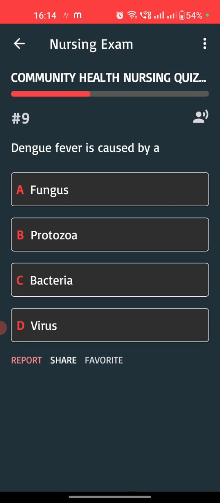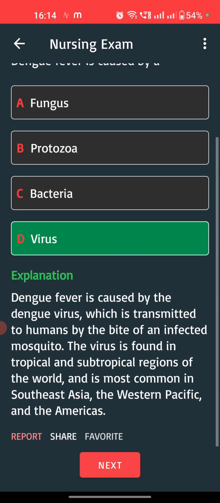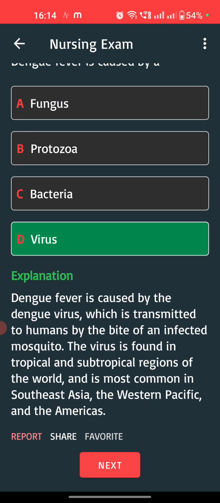Dengue fever is caused by: A. Fungus. B. Protozoa. C. Bacteria. D. Virus. Correct answer. Dengue fever is caused by the dengue virus, which is transmitted to humans by the bite of an infected mosquito. The virus is found in tropical and subtropical regions of the world, and is most common in Southeast Asia, the Western Pacific, and the Americas.